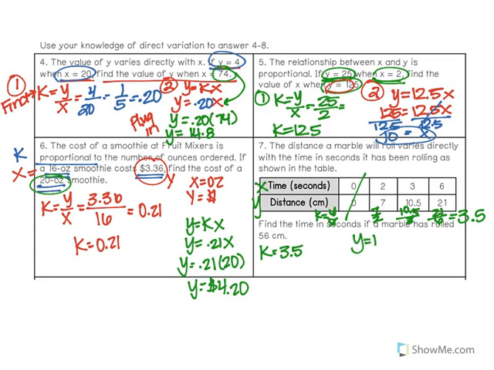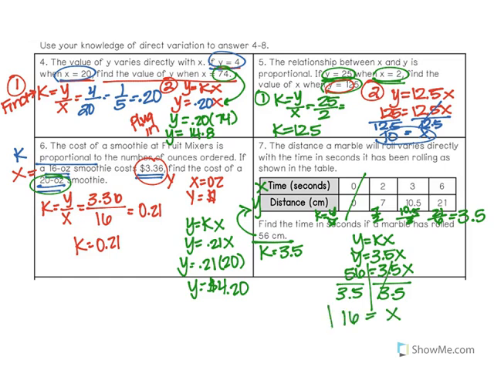Now plugging into y equals kx, which is y equals 3.5x, I can see that I'm talking about centimeters, and centimeters was the distance, so I'm plugging 56 into y. That's 3.5x. I draw my line, divide by that 3.5, and I can see that x is equal to 16.